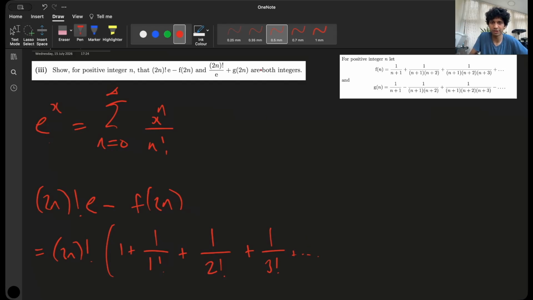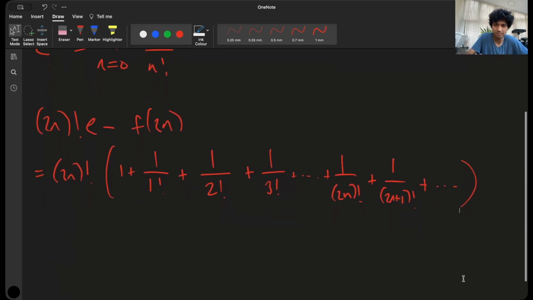And what might be sensible to do is to think, okay, we've multiplied by 2n factorial, and then we also want to eventually show that some stuff are integers. So let's just go up to 1 over 2n factorial, and then let's maybe write one other term, the next term after that, and then just do the ellipsis. And then minus f of 2n.